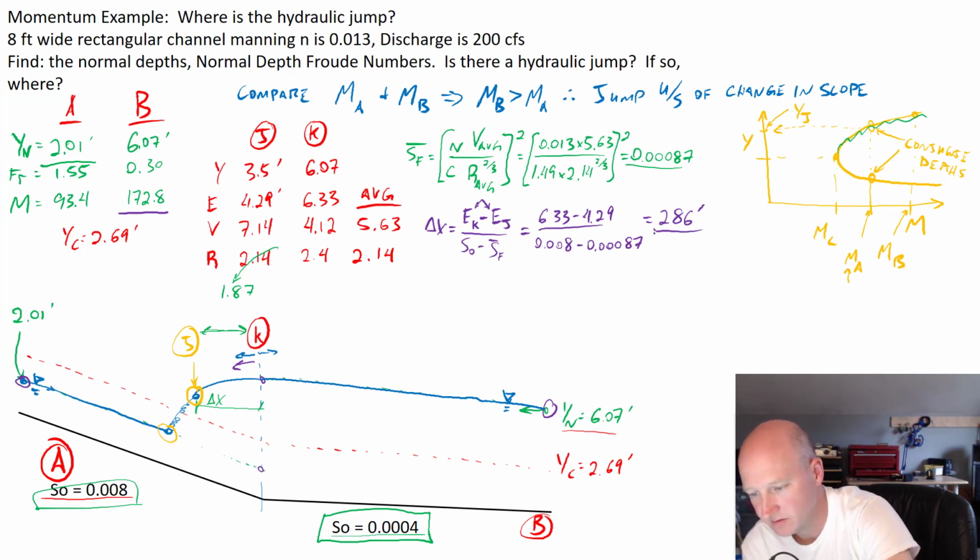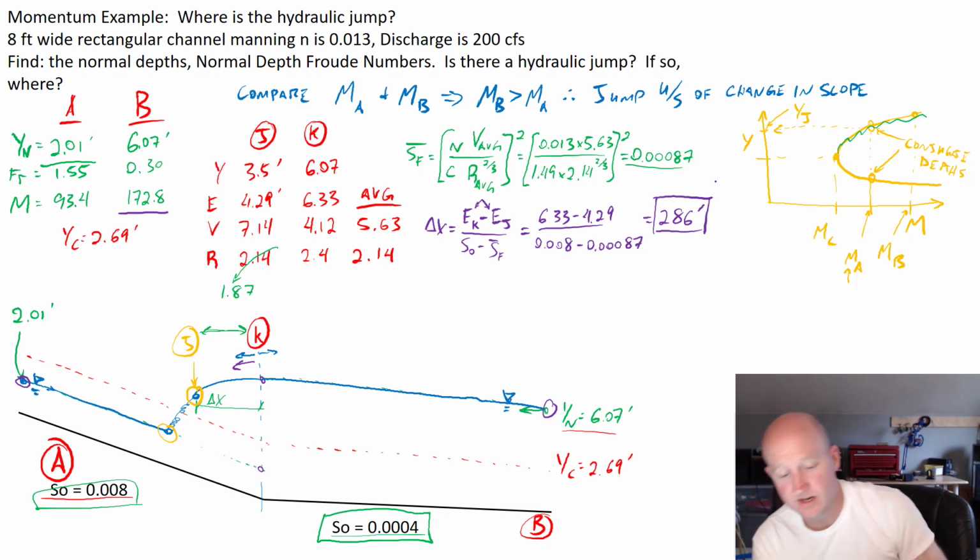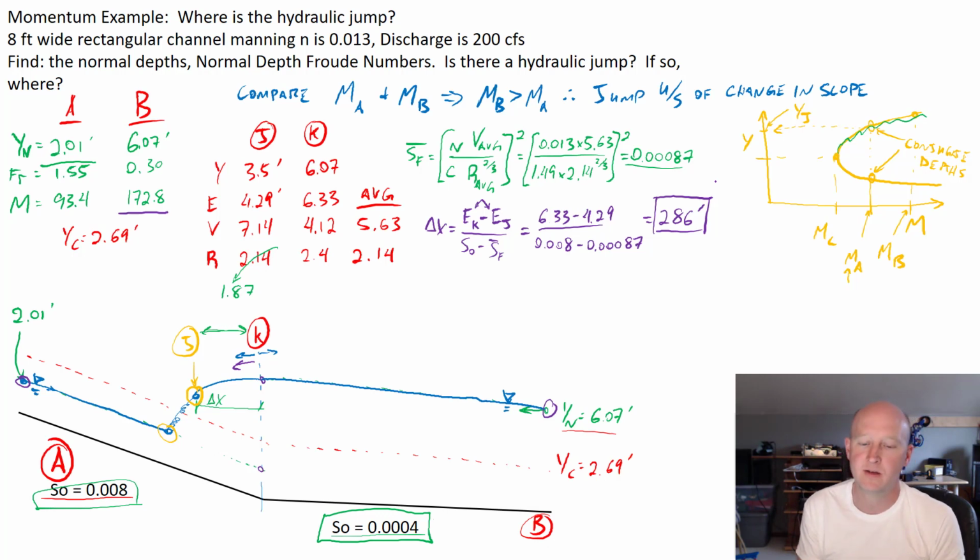So there's our answer for delta x. And so we can actually draw this water surface profile. We might not get the exact shape of this part of the curve right unless we chose some more intermediate values of depth between 3.5 and 6.07. But we could. So we could choose 3 or 4 more depths between those two, do the delta x calculation, and that would tell us what this shape is going to be.